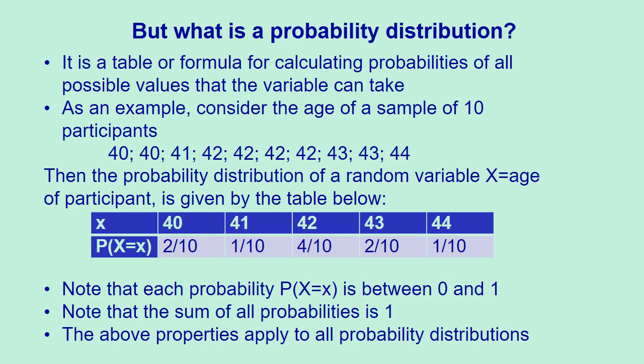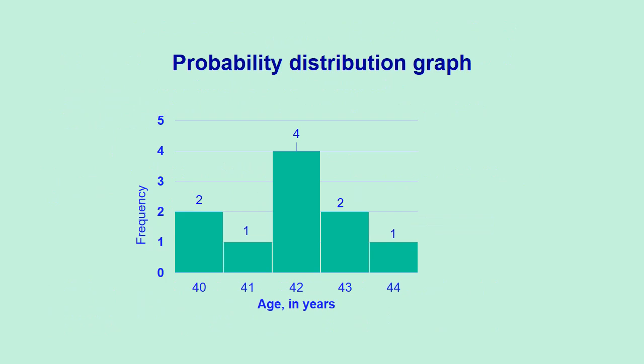Please note that the 2 properties of a probability distribution for a random variable are satisfied here. Number 1, every probability lies between 0 and 1. As you can see, all these probabilities, 2 over 10 until 1 over 10, they lie between 0 and 1. Number 2, the sum of all probabilities is 1. In other words, 2 over 10 plus 1 over 10 plus 4 over 10 plus 2 over 10 plus 1 over 10 is 1. The probability distribution can also be represented graphically as shown in this slide.